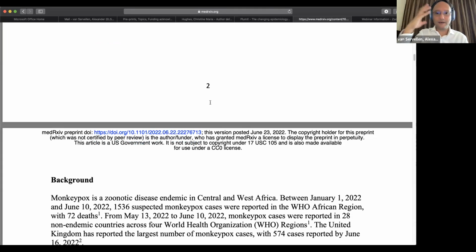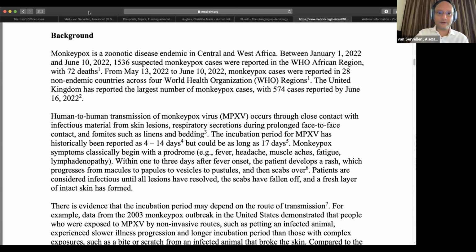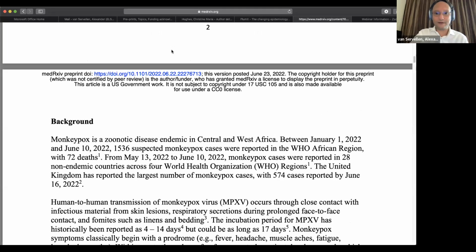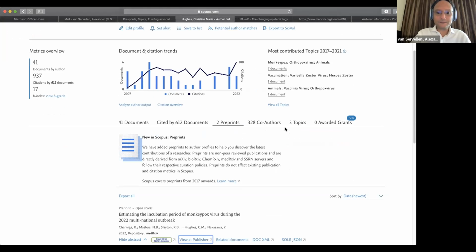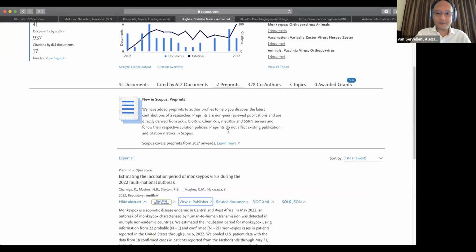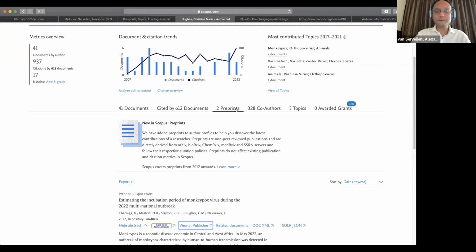So you just have to keep in mind it's not peer reviewed yet, but based on their profile, you can see if it's a reputable author, right? So for Christine Hughes, H-index of 17, 41 peer-reviewed papers. So this is, let's say, probably a mid-career researcher. So it gives me a little bit of trust in those papers as well, that they'll probably make it through peer review. But you know, they're interesting to read, and you can find the preprints here.